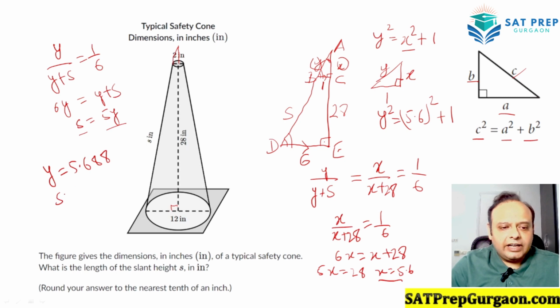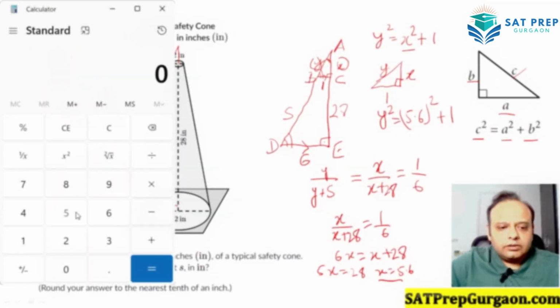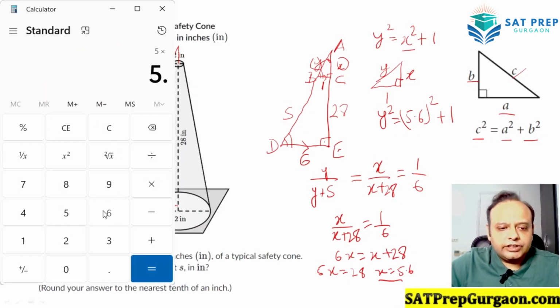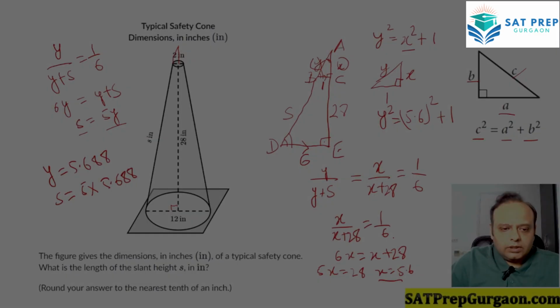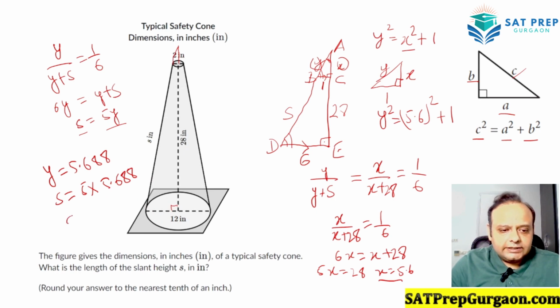Now s is just 5 times y, right? So 5 times 5.688. Let's bring back the calculator. So 5 times 5.688, which is 28.44. So now I know that s is 28.44. Let's just go back. This is a grid in answer, so always see what needs to be gridded in. Round your answer to the nearest tenth of an inch. So this gets rounded off to s equals 28.4 inches.